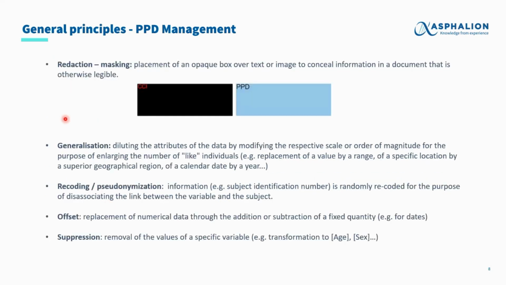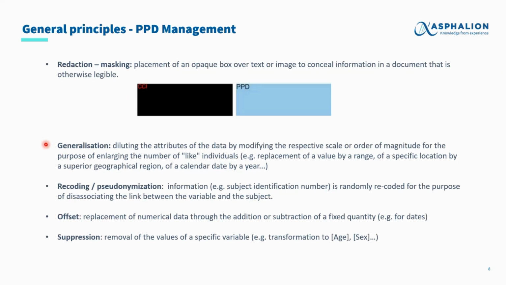And regarding how we can modify this personal data, there are different techniques. So this is just a relation for you to understand what transformations are available. One of them, the most basic one, is reduction or masking, which is just to block the information with an opaque box over it, to not allow reading this information.